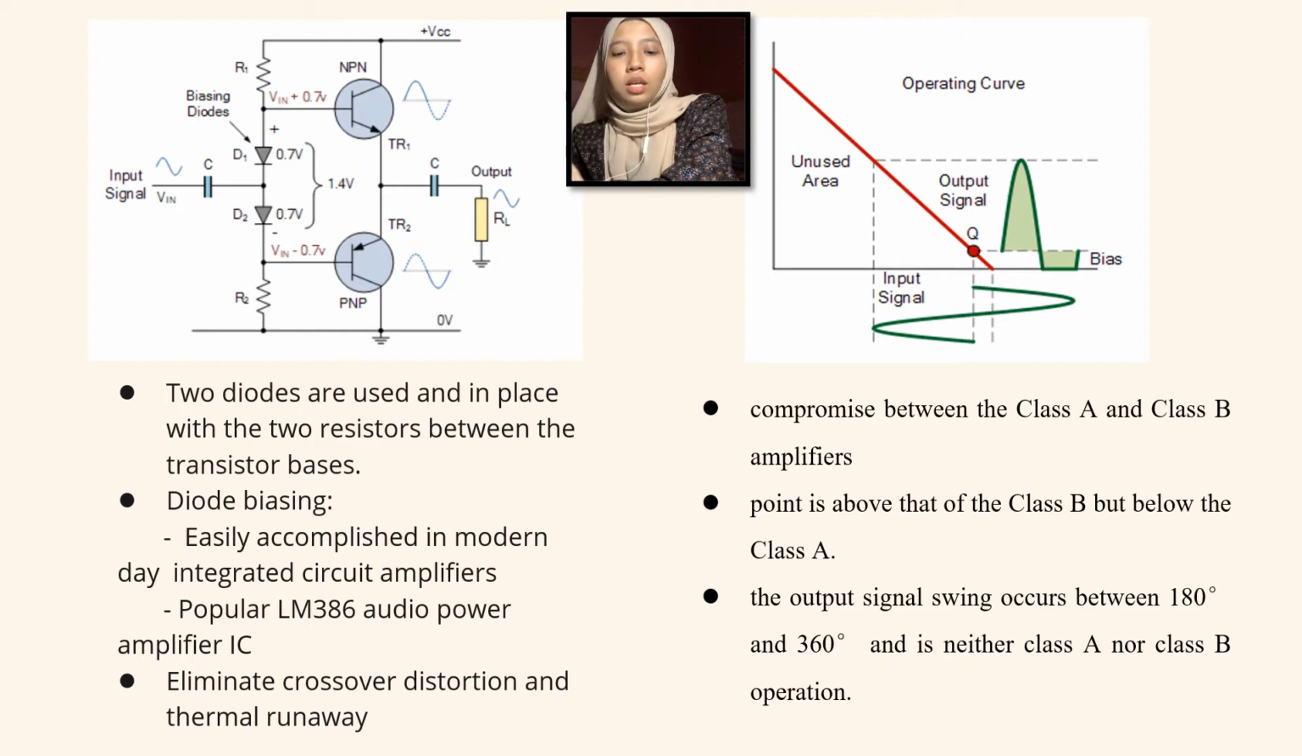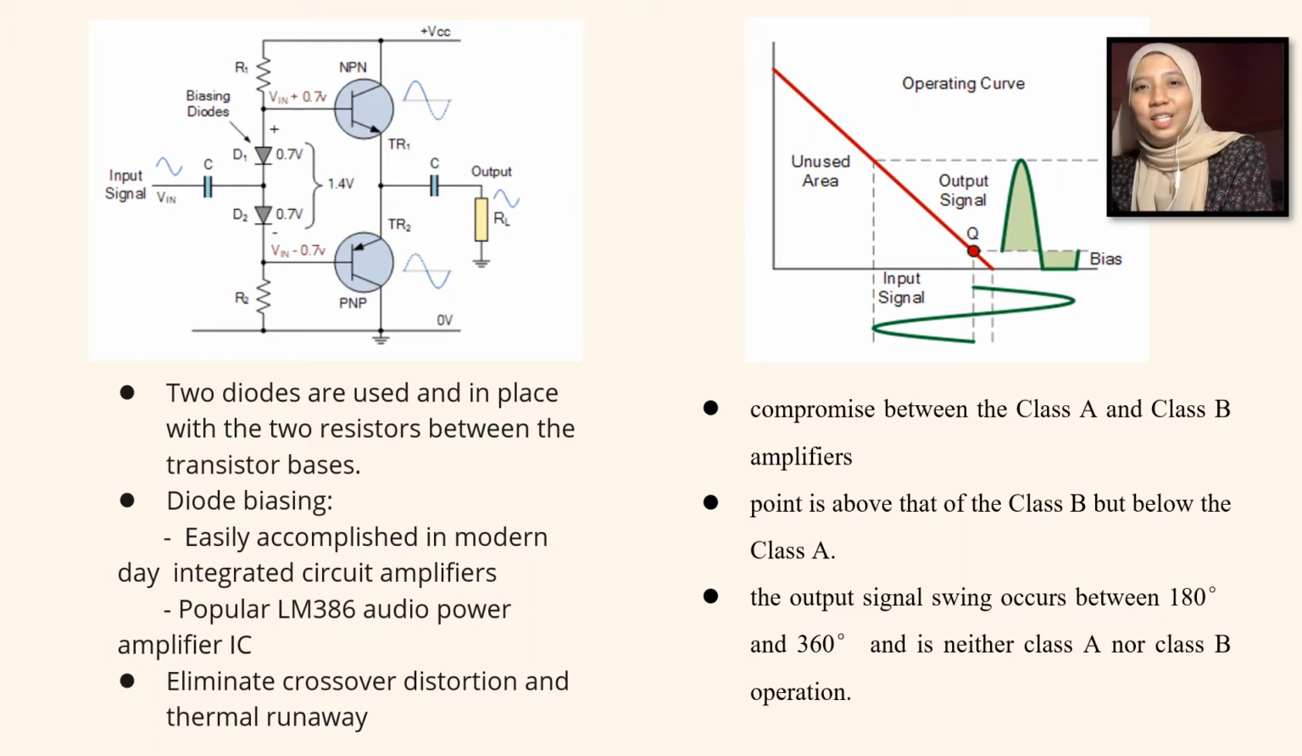The advantage of the Class AB amplifier is that the circuit consists of two diodes. These diodes eliminate the crossover distortion and thermal runaway that occur in voltage divider bias. Basically, these problems happen in the voltage divider bias circuit used to develop the Class B amplifier.